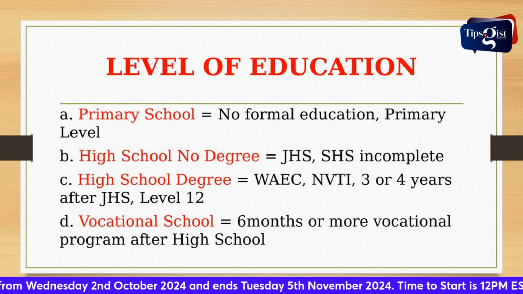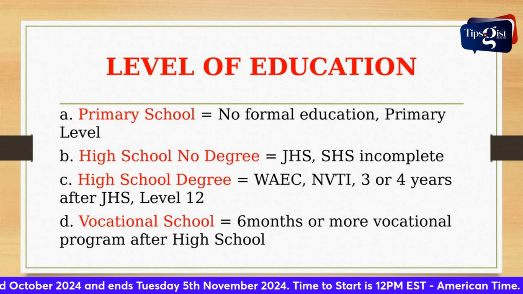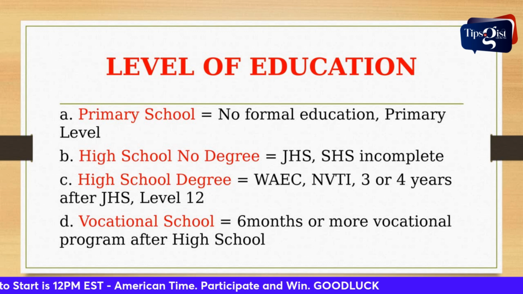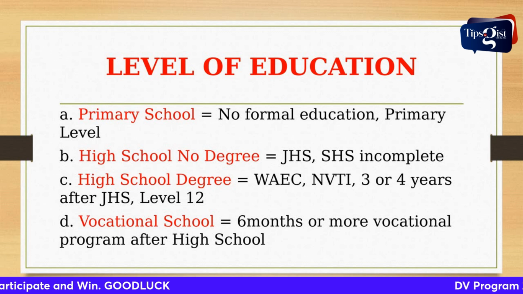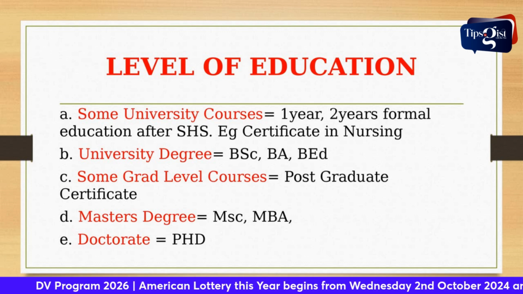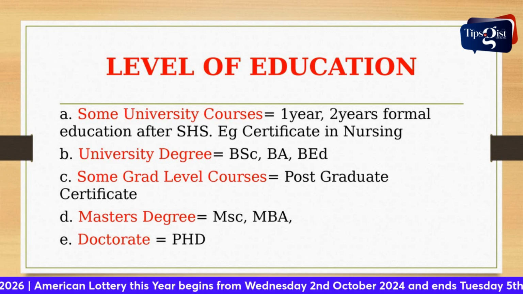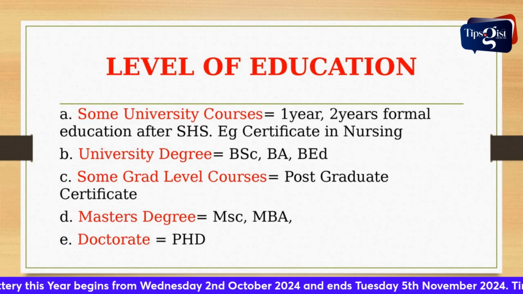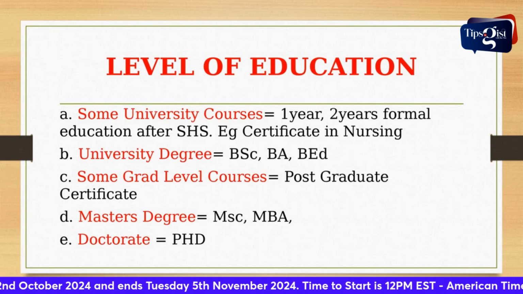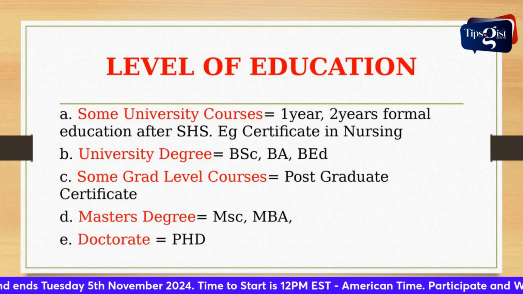So I have some people who right after secondary school went to Polytechnic to do a 1 year vocational program, maybe in nutrition or cook or whatever, right? A chef program for 1 year or something, and they can classify as a vocational school. Some university courses, it is people with certificate, diploma, HND. So after secondary school, if you schooled for 1 year, 2 years, or 3 years of formal education that is not vocational, then it is some university courses.